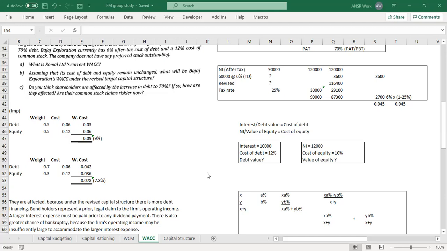Now look at this example. I'm giving you interest of 10,000, cost of debt of 12%. You have to give me the debt value. Can somebody tell me what is the debt value? You have interest divided by the cost of debt. 10,000 divided by cost of debt, 0.12. Everybody got it? How we calculated this?